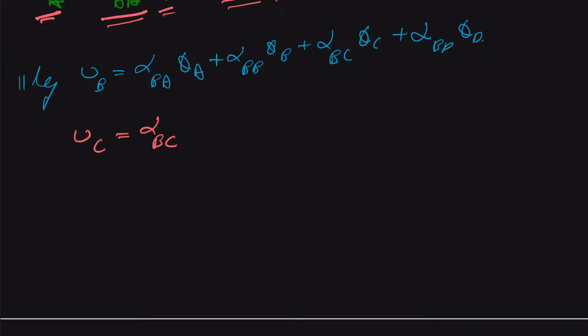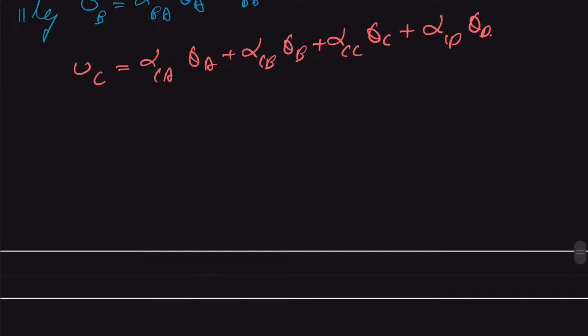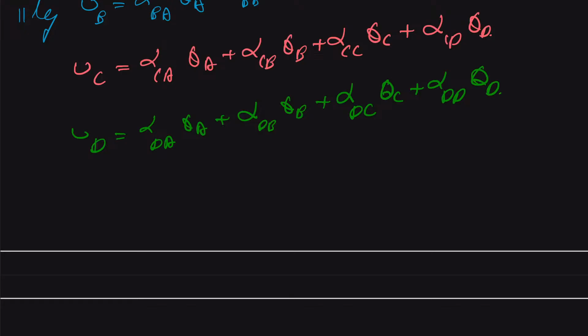Similarly, alpha CA times QA plus alpha CB times QB plus alpha CC times QC plus alpha CD times QD. And finally, we get to our potential at D, which will be equal to alpha DA times QA plus alpha DB times QB plus alpha DC times QC plus alpha DD times QD.